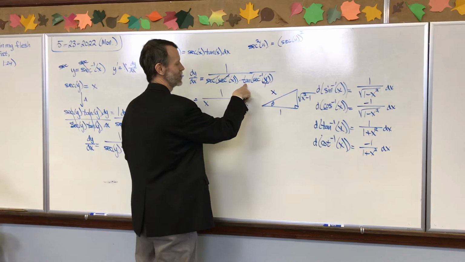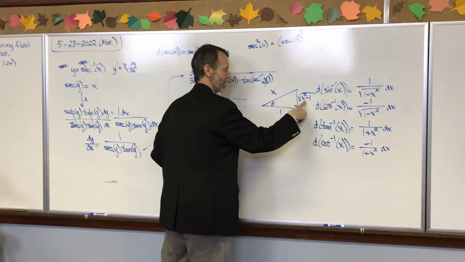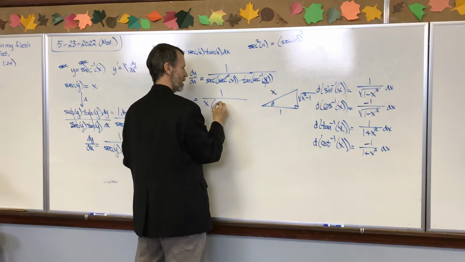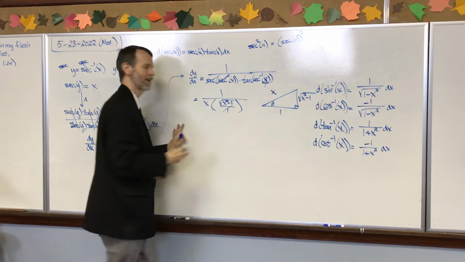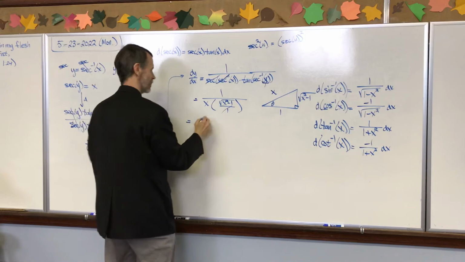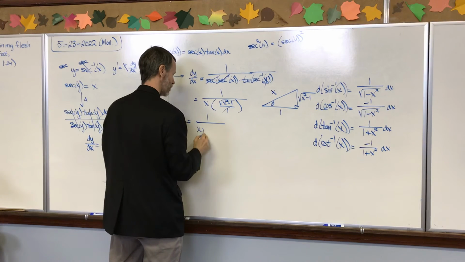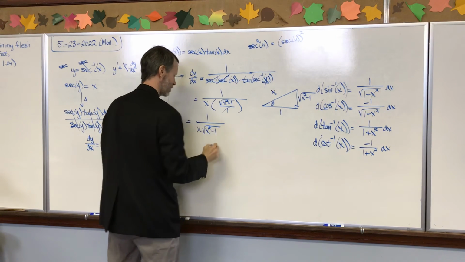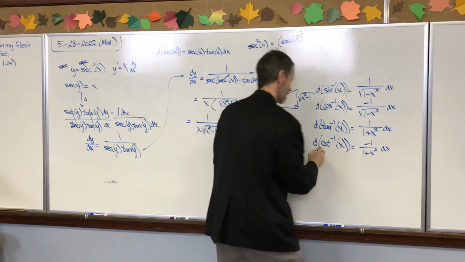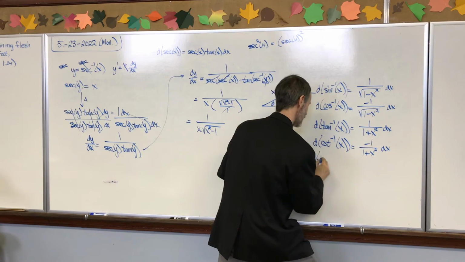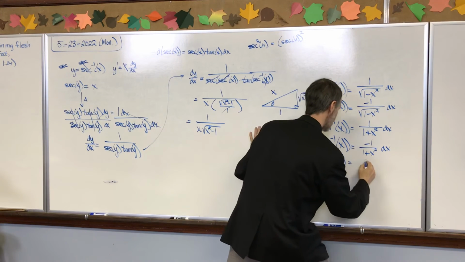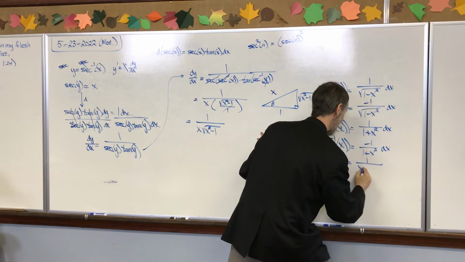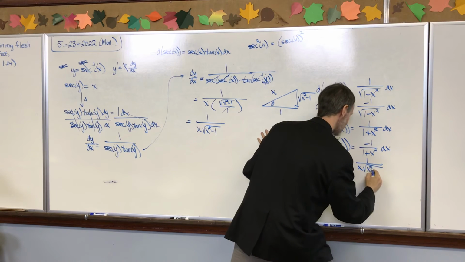Now I want to find the tangent. Opposite over adjacent. So radical x squared minus 1 over 1. And the over 1 is kind of useless. We're left with 1 over x radical x squared minus 1. That is your derivative of inverse secant. So it's 1 over x radical x squared minus 1.